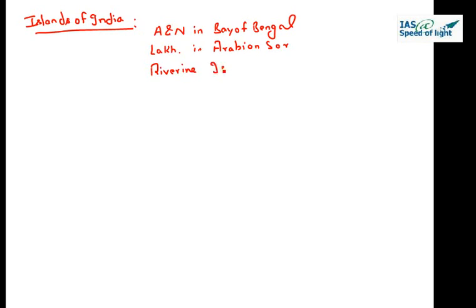So islands of India we can divide into four broad categories. The first category is the Andaman and Nicobar Islands in Bay of Bengal. Then we have Lakshadweep Islands in Arabian Sea. Then we have certain riverine islands, and then we have some offshore islands.